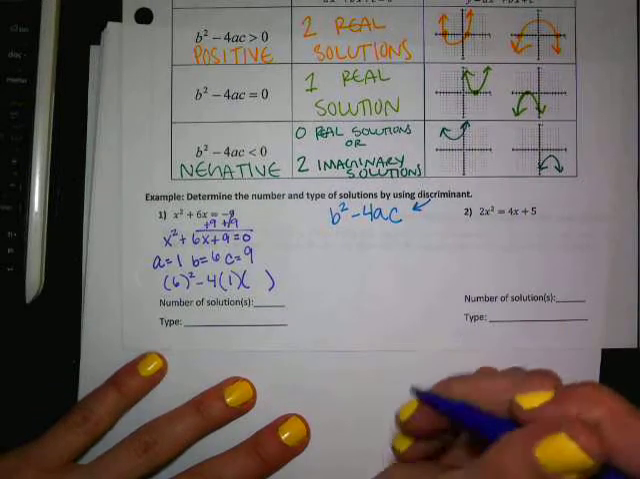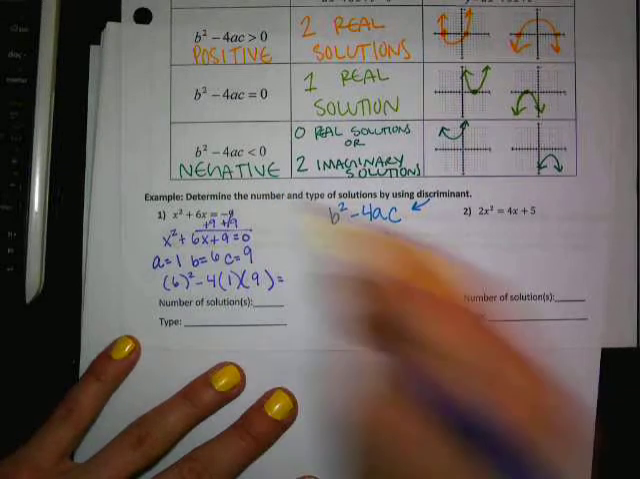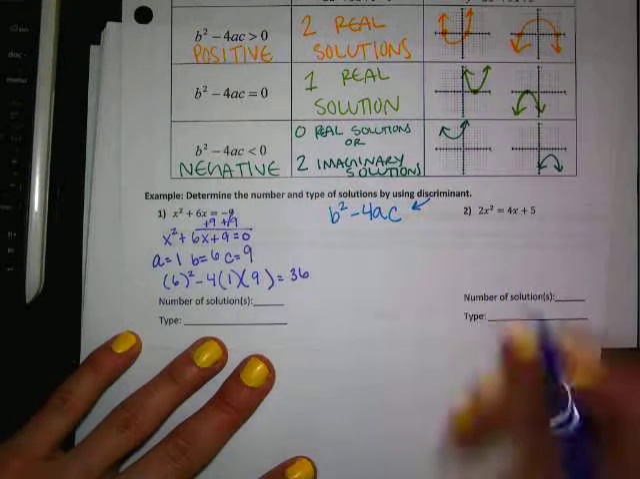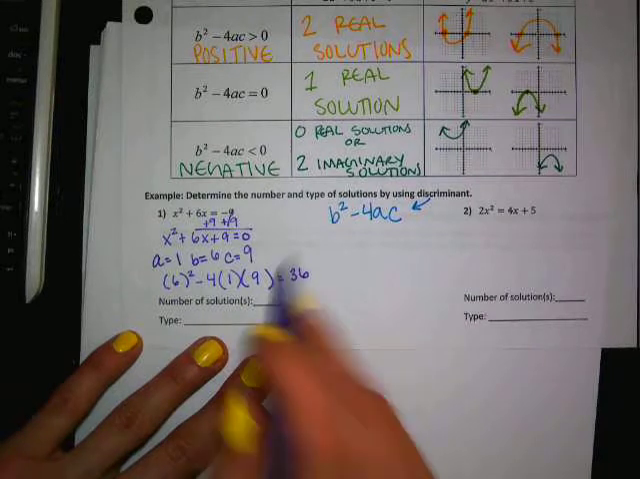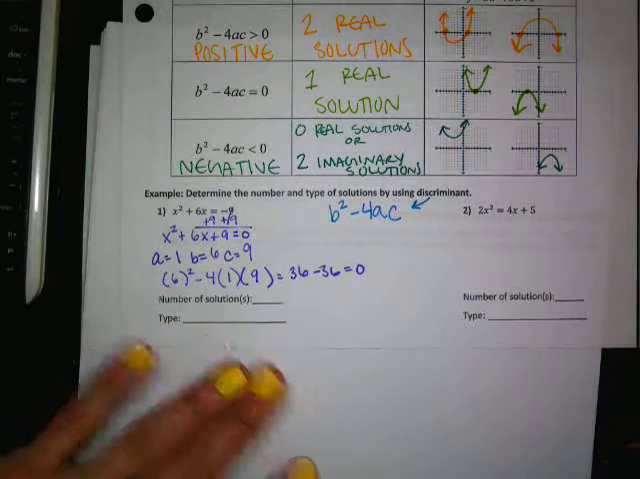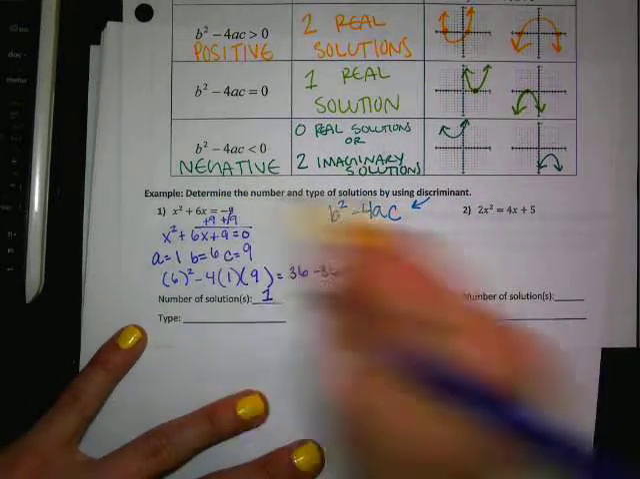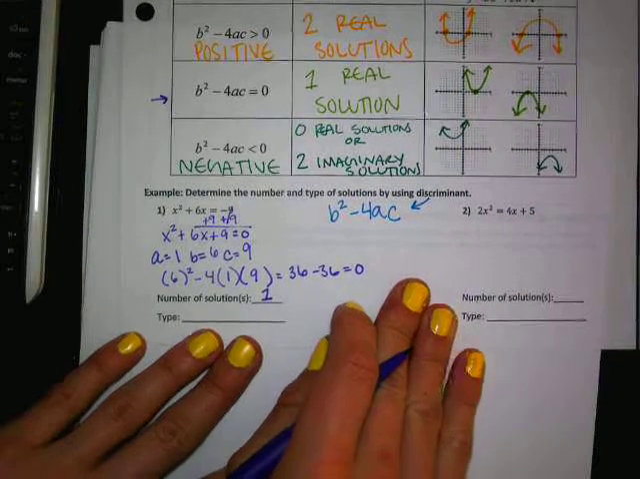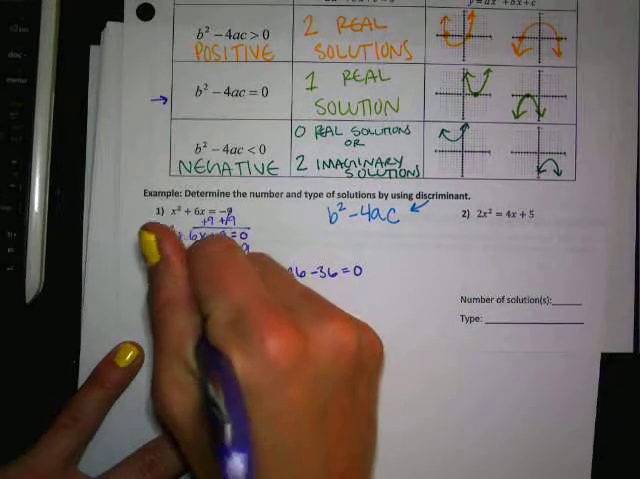And then your C is 9. So what is 6 squared? 36. What is negative 4 times 9? Negative 36. So it's 0. So how many solutions do you have? One solution, because if your discriminant is 0, you have one solution. And is it real or imaginary? It is real.